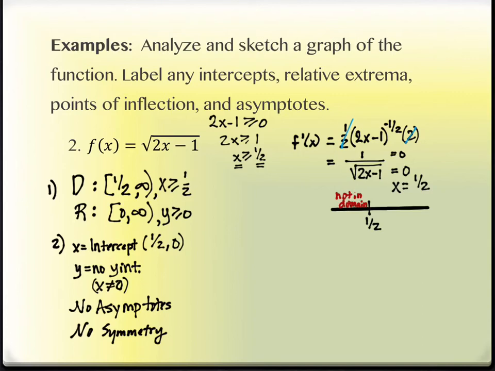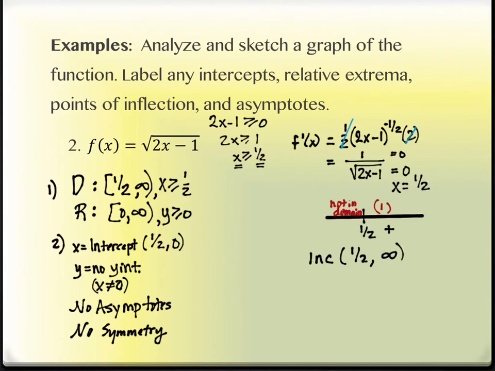In other words, I can't test anything on the left-hand side. Anything I try is going to give me a negative underneath the radical. So I only have to do one test point. That's actually very nice. And I might as well just do the test point of 1 because I can, right? It's a nice one and it's over there. So if I put the number 1 into this function, 1 over the square root of 2 times 1 minus 1, do I get a positive or negative? Positive. So this means that the graph is increasing from 1/2 to infinity. It's not decreasing, and it has no relative extrema.